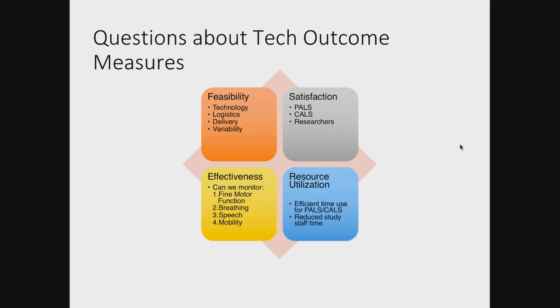And only after we've assessed those things can we really begin to understand the effectiveness. Can we monitor fine motor function, breathing, speech, and mobility? And that's really what we want to get at. So we're doing a lot at the same time with these early studies in tech and ALS. Next slide.